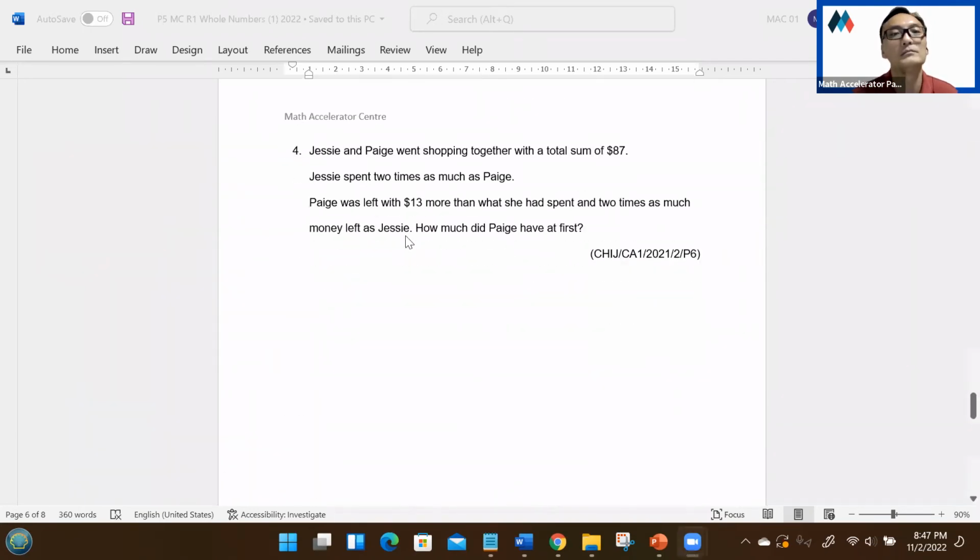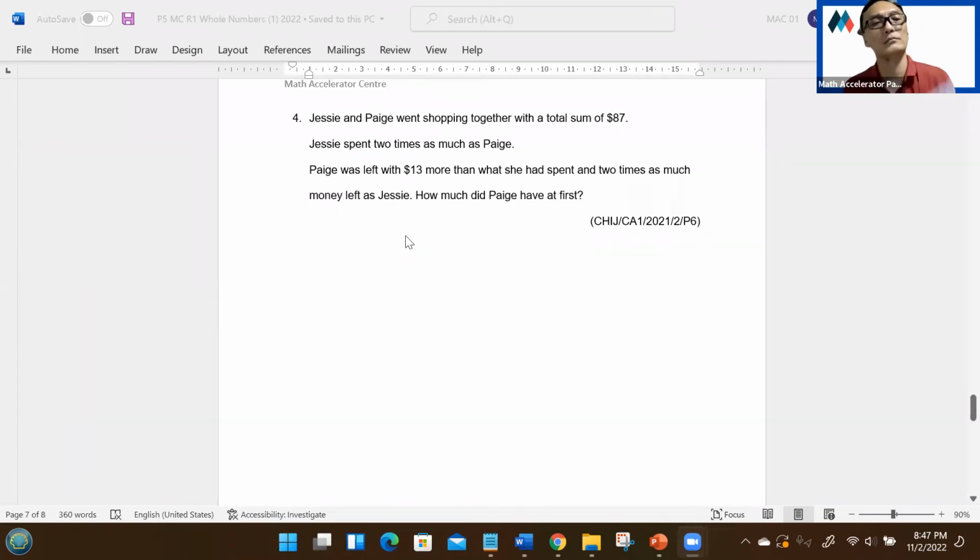So here's question 4. This question is taken from, if I'm not wrong, HIJ Katong CA1 last year, right? This is a P6 question in paper 2. Now, Jessie and Paige went shopping together with a total sum of $87. Jessie spent 2 times as much as Paige, and Paige was left with $13 more than what she spent, and 2 times as much money left as Jessie, right? So how much did Paige have at first?